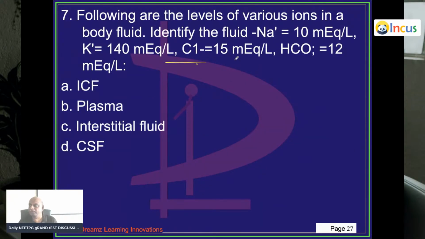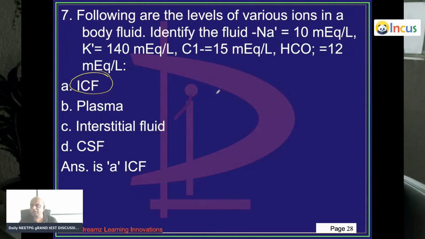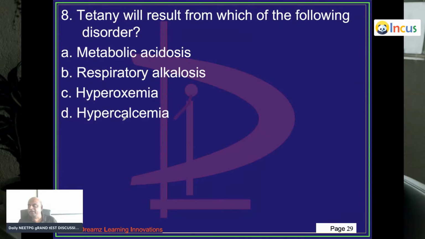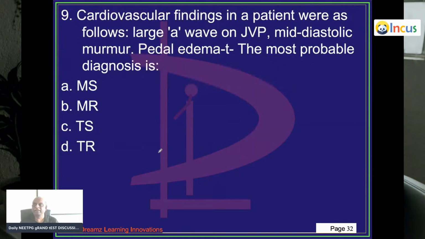And sodium 10, potassium 140, chloride 15 and bicarb 12. It is intracellular fluid, not interstitial. So once more, obviously potassium is the predominant intracellular cation. Sodium is the predominant extracellular cation. Plasma belongs to extracellular fluid. Tetany will result from respiratory alkalosis when you are hyperventilating.